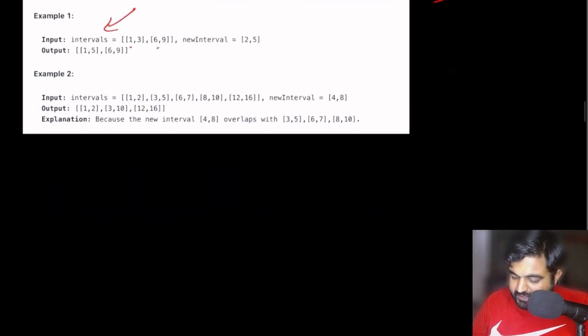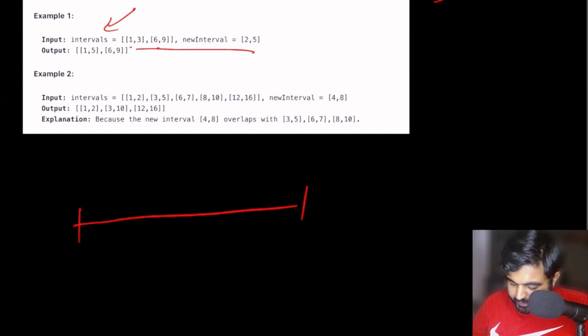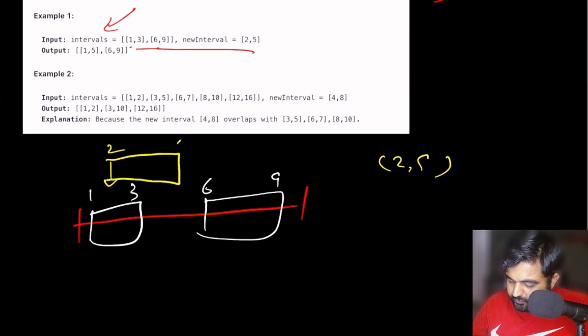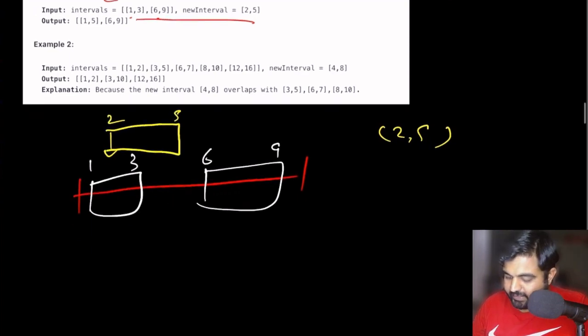So first, let's try to understand this with an example. In this case, we are given two intervals already. The first one is 1 to 3, and the second one is 6 to 9. If we see the new interval we are trying to add, that is 2 to 5. 2 will fall someplace over here and 5 will fall someplace over here. So 2 to 5 is the new interval we try to add.